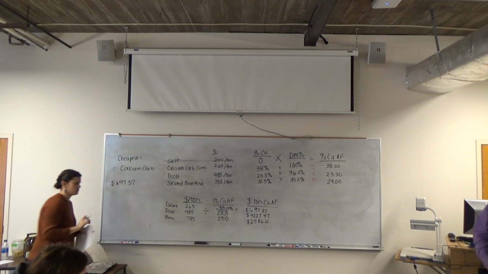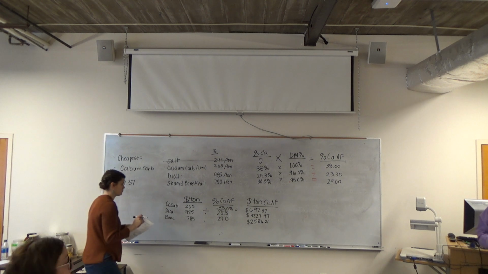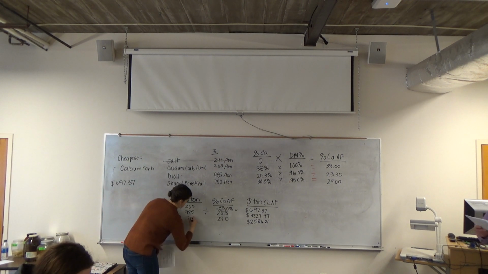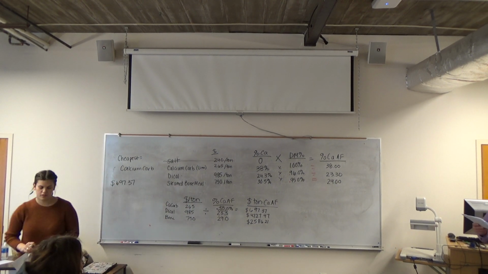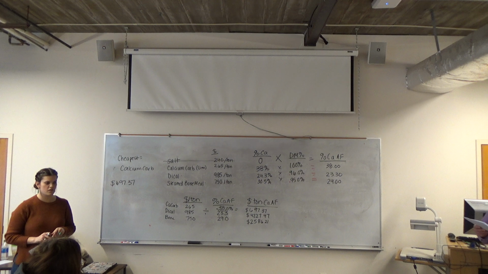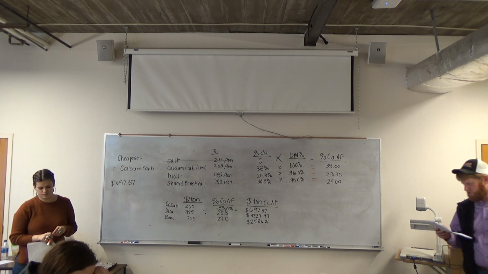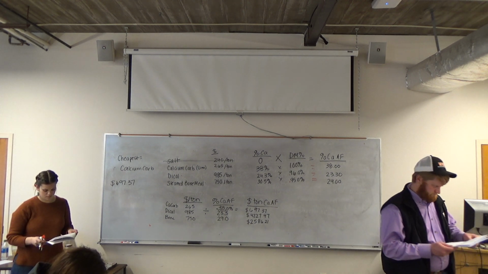Where did the dollars per ton come from on the bone meal? I wrote it wrong. Brittany wrote it wrong. It's 750. So the math is still right, there's just the wrong number there. 750 divided by 29% should give you 25.86 and 21 cents. Okay.